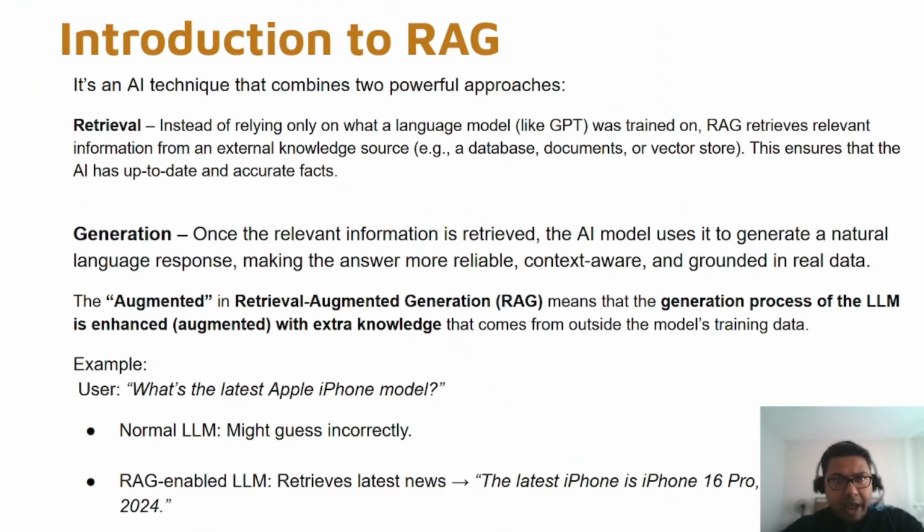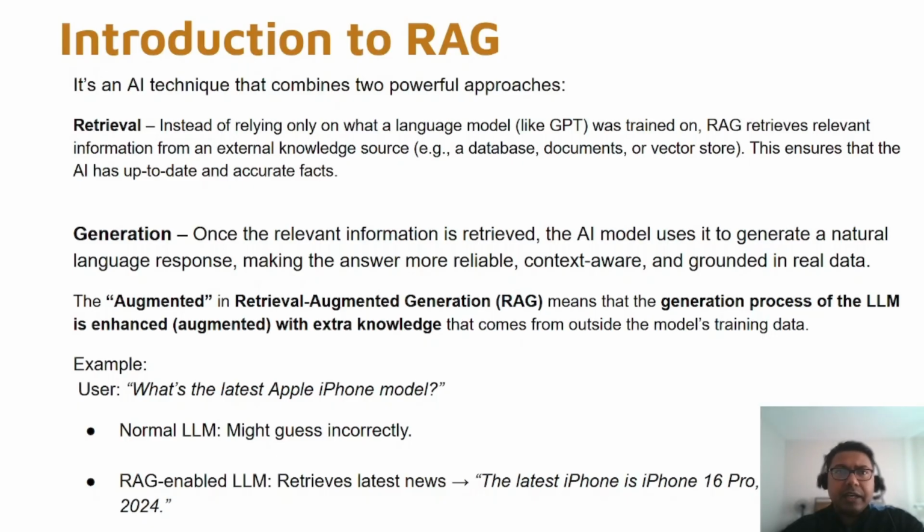So, introduction to RAG. As you already know, the name is Retrieval Augmented Generation. It's an AI technique that combines two powerful approaches. What are the two powerful approaches? One is retrieval. Instead of relying on what a language model like GPT was trained on, RAG retrieves relevant information from an external knowledge source, like a database, document, or a vector store. This ensures that AI has up-to-date and accurate facts.